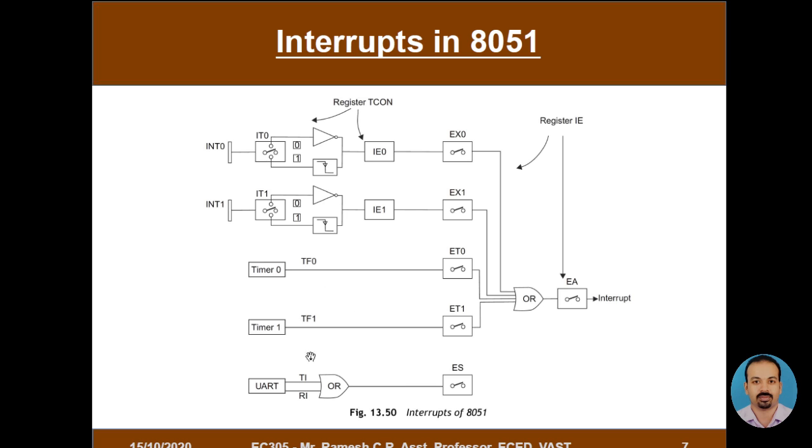Now if you are enabling these sources using these bits ET0, ET1 or ES, which are available in our interrupt enable register, they will be passing to this OR gate. Okay, now even though you are enabling each of these sources separately, if you are not enabling this switch, that is the global interrupt enable switch, by enabling the bit EA, then these signals which are coming to the OR gate won't be reaching the interrupt pin of the controller.